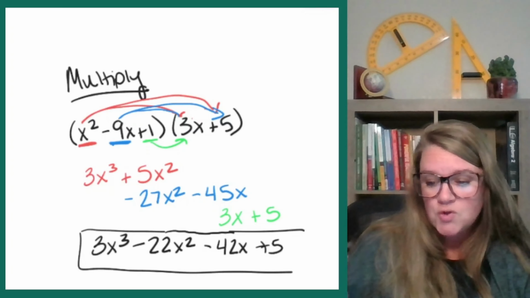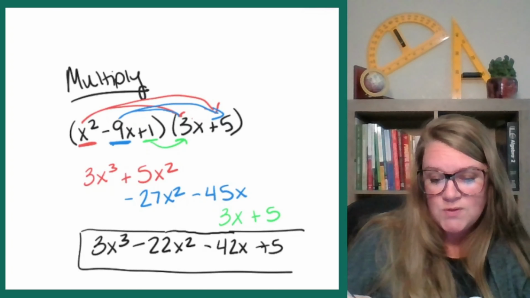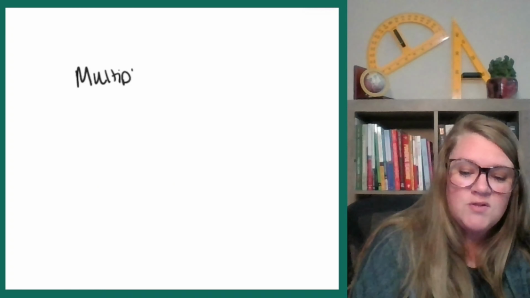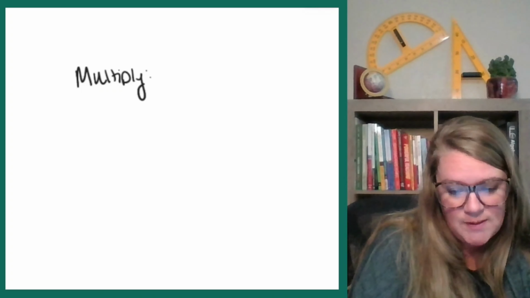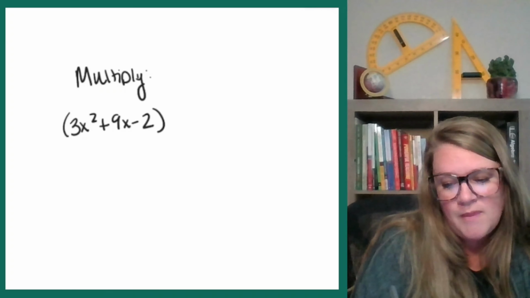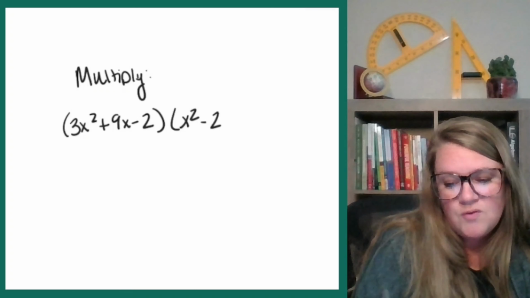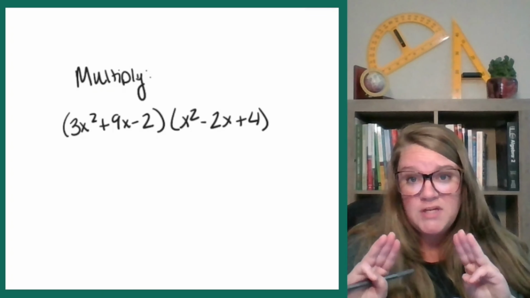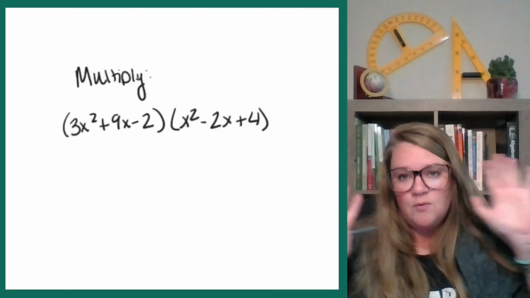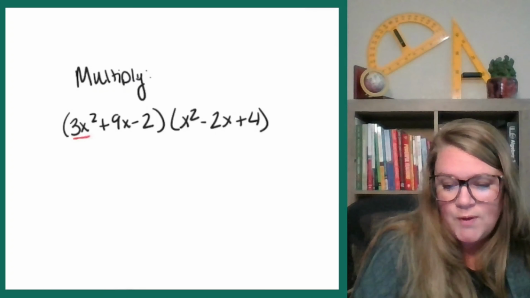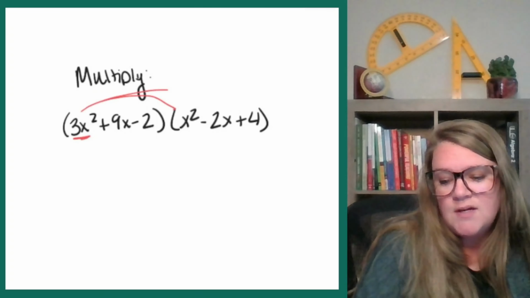Okay? Now let's try one more together. This was a trinomial times a binomial. Let's try a trinomial times a trinomial. These will say multiply, but they also might say expand, same thing. So let's take 3x squared plus 9x minus 2 times x squared minus 2x plus 4. So we have a trinomial times a trinomial, 3 times a 3 in this one, okay? But again, same exact thought process. So let's start by just distributing the first term. 3x squared, we want to distribute to each term in the second parentheses.